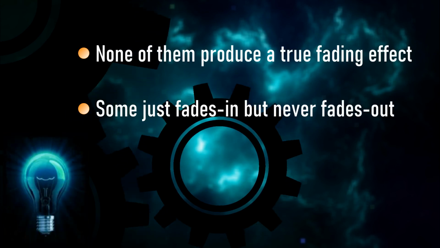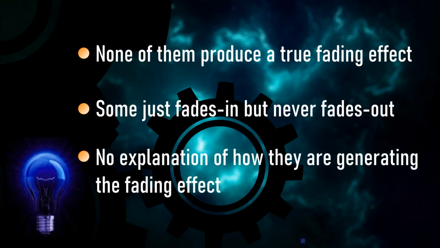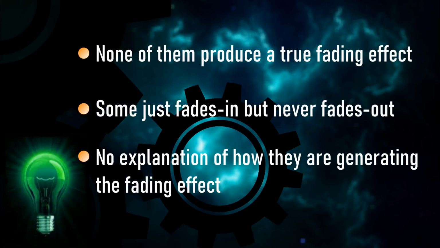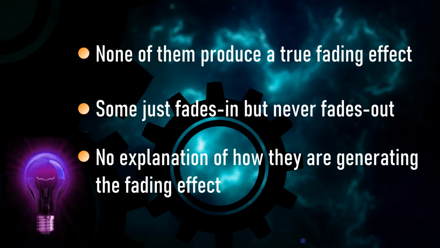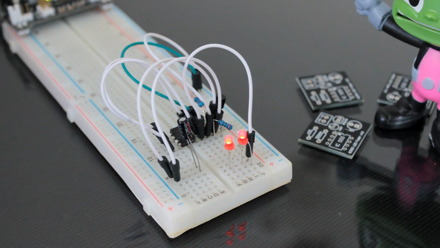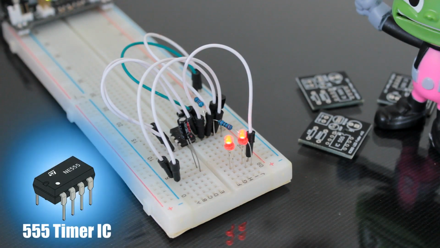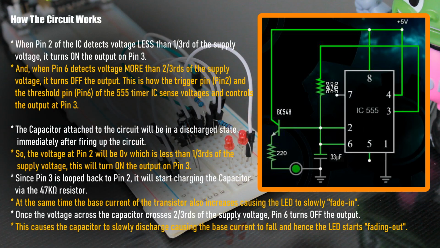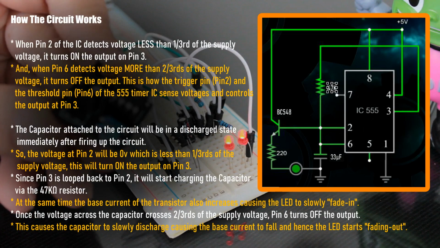Some just fade in but never fade out. And there is literally no explanation of how they are generating the fading effect, other than just showing how to assemble the components. In this tutorial, I'm going to show you guys how to create a true LED fading effect using the 555 timer IC. I will also explain how the circuit works and how changing components changes the fading effect of the LEDs.